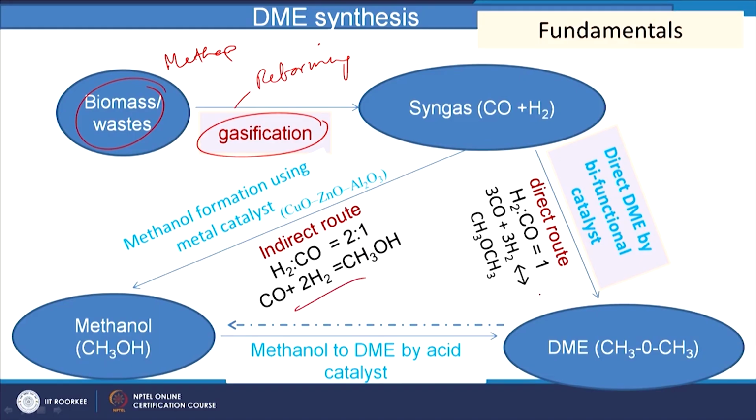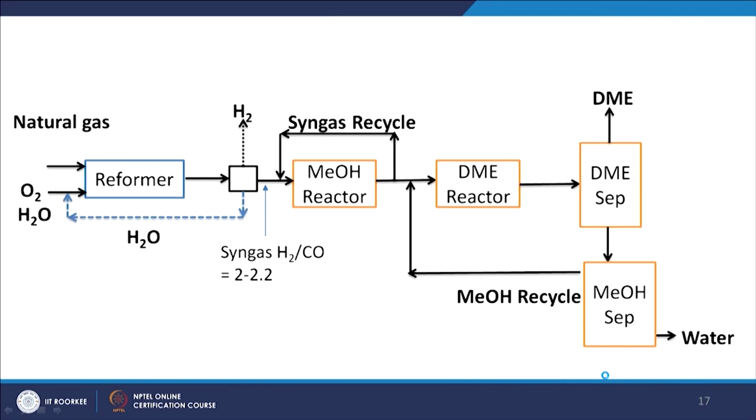Already we have discussed this one, methanol dehydration to DME, or this is the direct route also. But here we see the H2/CO requirement is 1:1, whereas here we need 2:1 for methanol, then further dehydration. So, this is the difference between the H2/CO requirement for these two routes, and this is your flow sheet.